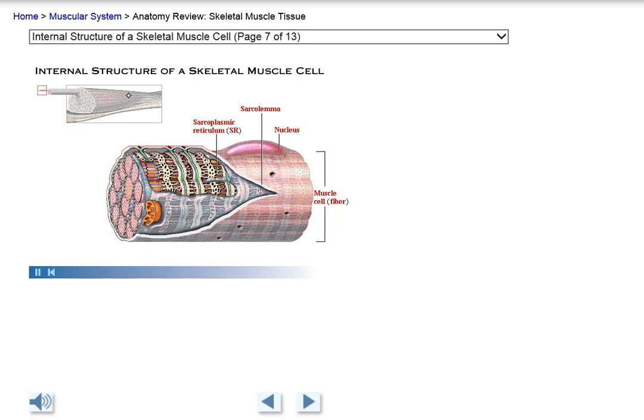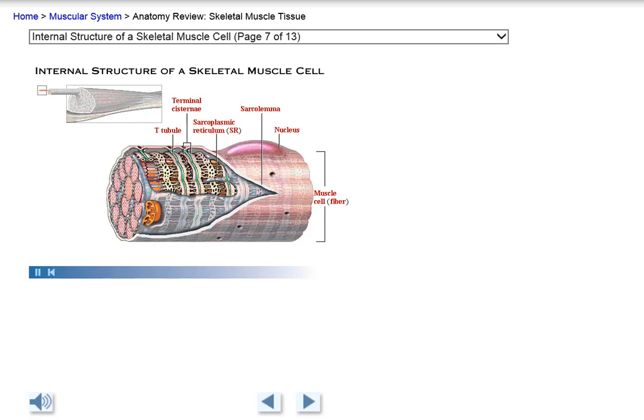The Sarcoplasmic Reticulum, or SR, is the name for the endoplasmic reticulum of the muscle cell. Its interconnecting tubules surround each myofibril like the sleeve of a loosely knit sweater. Terminal cisternae are sac-like regions of the sarcoplasmic reticulum that serve as specialized reservoirs of calcium ions.